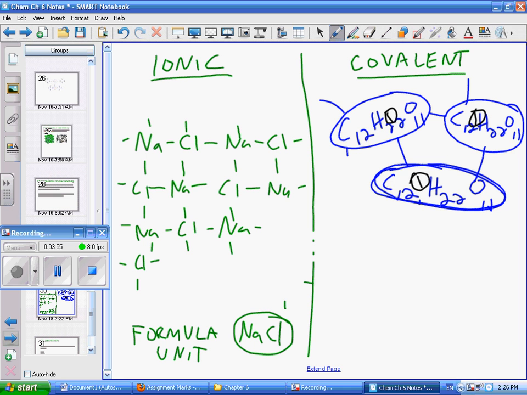Second strongest are ionic bonds. Bonds between ions. Okay? Those are the second strongest. So what I would call bonds within a molecule, or intramolecular bonds, are the strongest, and ionic bonds are the second strongest.